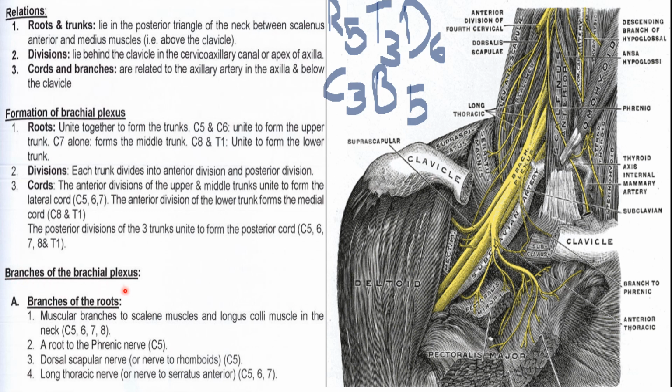Now we have the branches of the brachial plexus. Let's see the branches of the roots. Sorry, scalene is here. So the first branch of the roots is the muscular branch to the scalene muscle and the longus colli muscle in the neck.